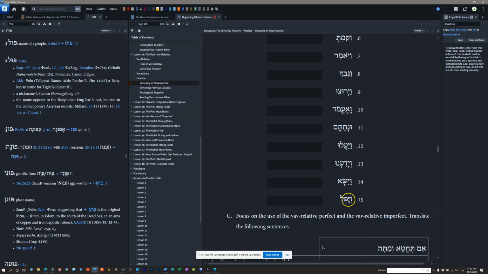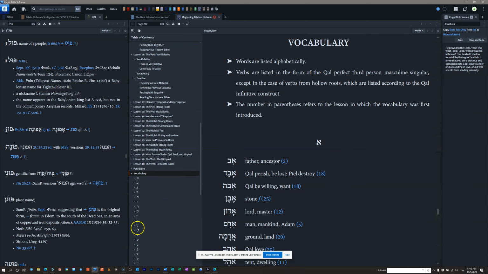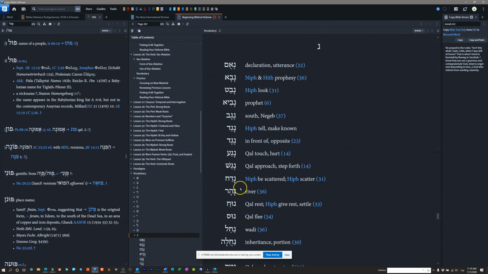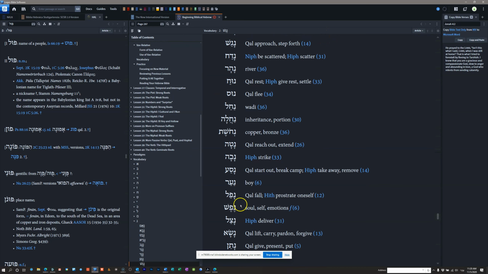Number 15, we've got Nafal here. The Nun has assimilated into the Pe. Yod prefix with no suffix is 3MS, so this would be, and he fell. Nafal, I'm pretty sure, is fell. If not, that's a terrible false mnemonic. But I am almost certain Nafal is he fell. Yeah, okay.